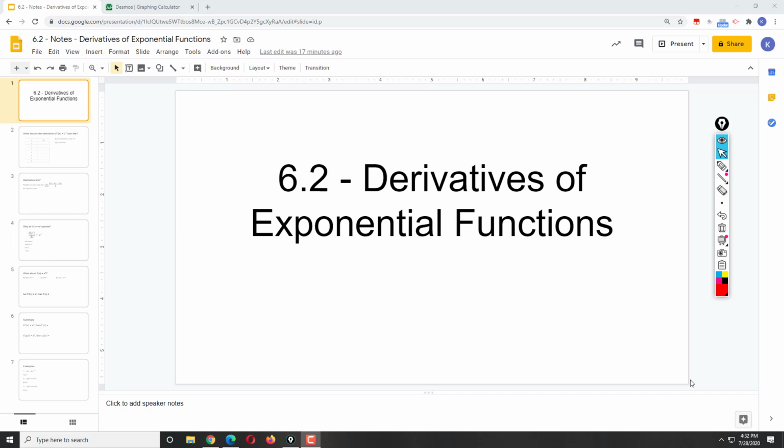Welcome to Unit 6, Lesson 2, Derivatives of Exponential Functions.